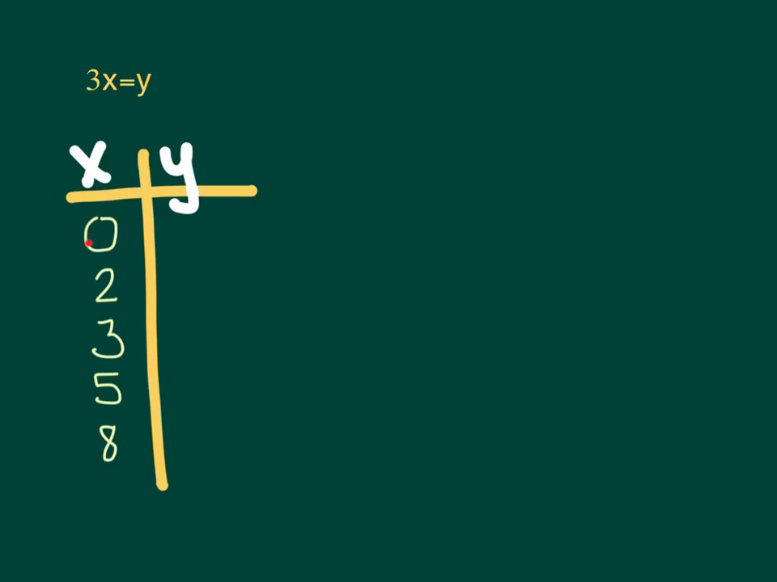Alright, so if I put 0 in for x, what's going to happen to y? So think about that being a little bit of a machine. And so 0 times 3 is going to give me 0. 2 in for x, 3 times 2 gives me 6. 3 in for x, 3 times 3 is 9. 15. And lastly, 24. Okay, so now I have a table.